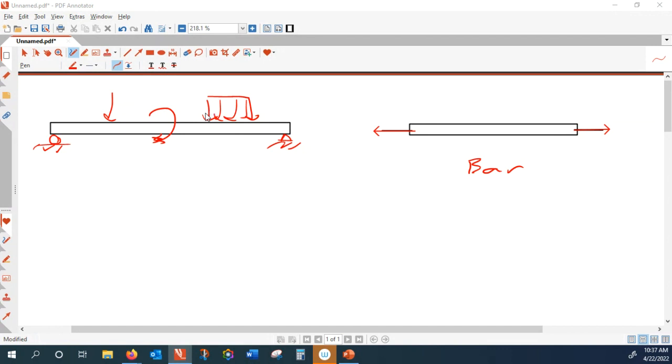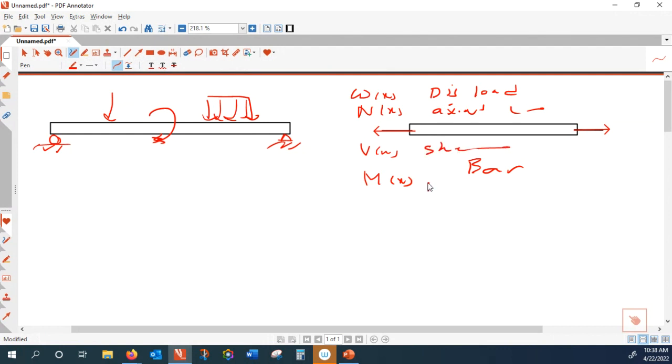And once we are looking for the internal loads, there are three usual suspects. The first one is, let's say four of them, right? So first thing you want to find out is w(x). The next one is N(x). The third one is V(x). And the last one is M(x). So this is called distributed load. This one is called axial load. This is shear load. And this one is a bending moment.